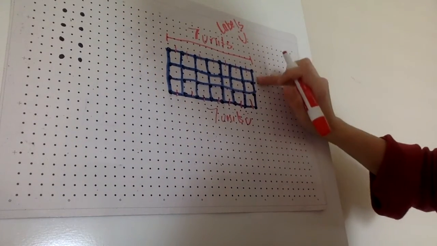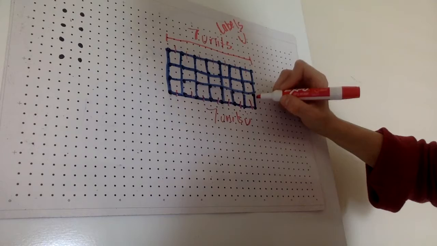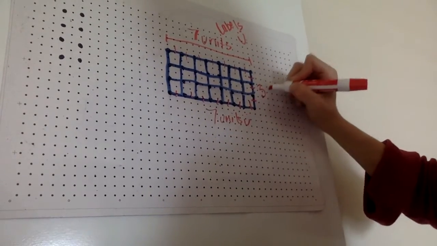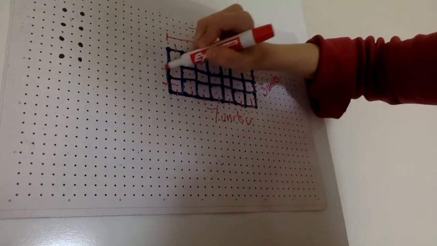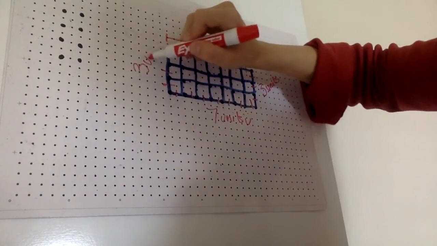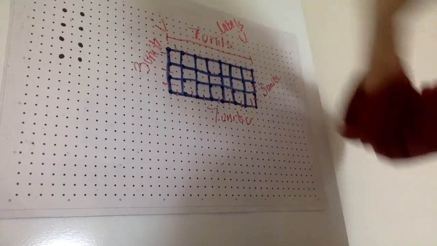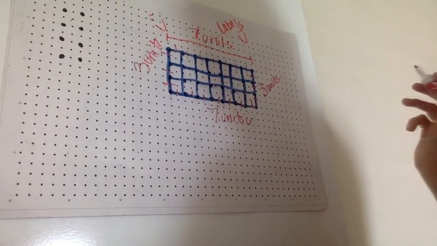Now let's count the length of the sides over here. 1, 2, 3. 3 units. This side should also be 3. 1, 2, 3. 3 units. Woo! So far, so good.